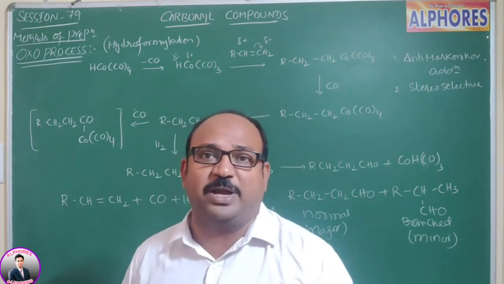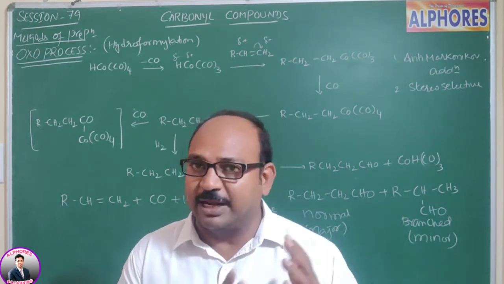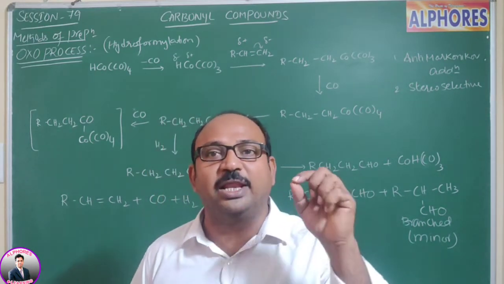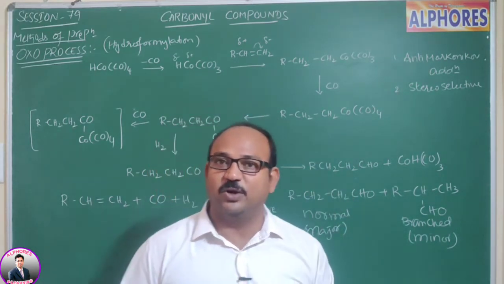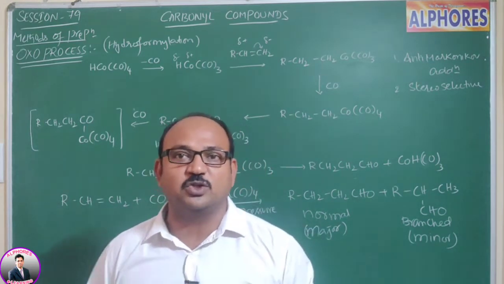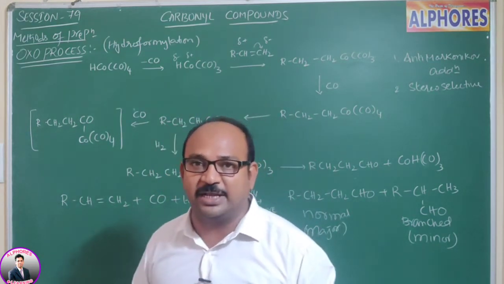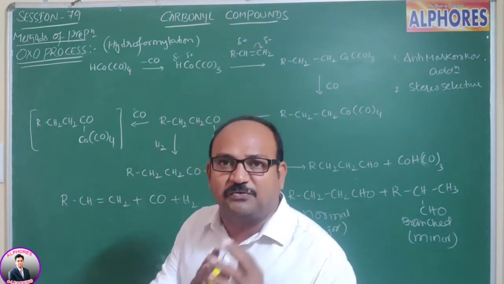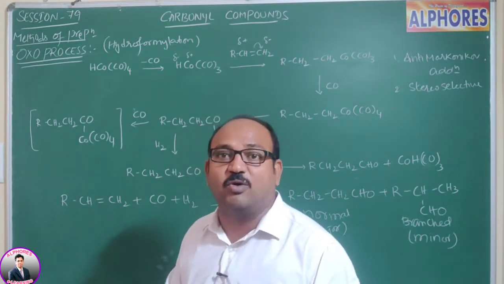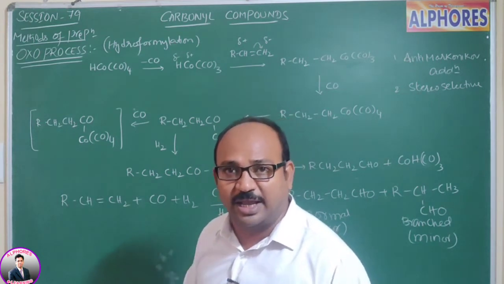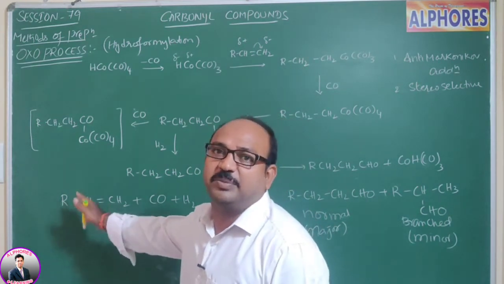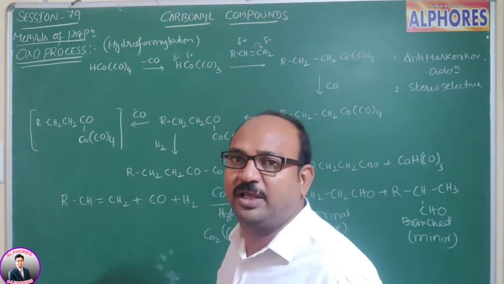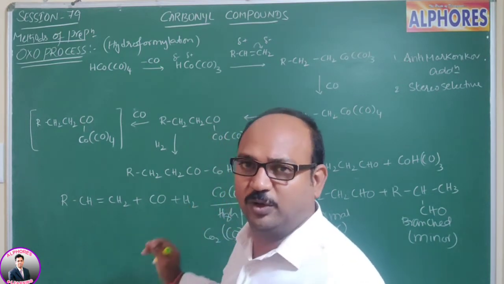So here which type of mechanism proceeds? Neither ionic mechanism nor free radical mechanism. This is only a rearrangement mechanism. OXO process is only a rearrangement mechanism. So in the OXO process, anti-Markovnikov addition of formaldehyde to unsymmetrical alkene, ultimately you are getting aldehydes only. There is no scope to get any ketones.